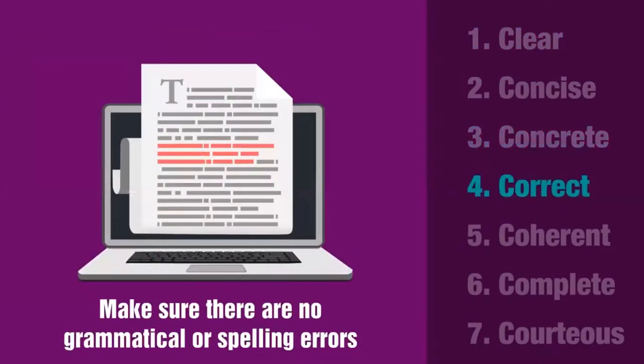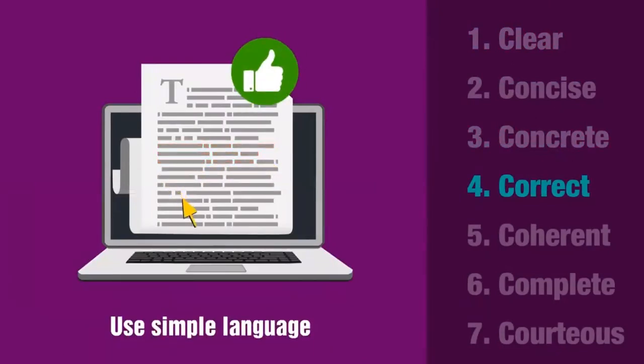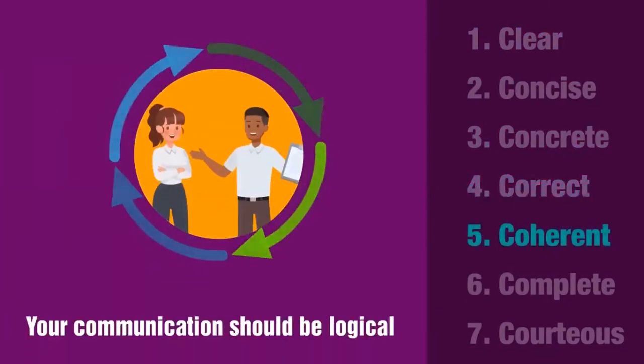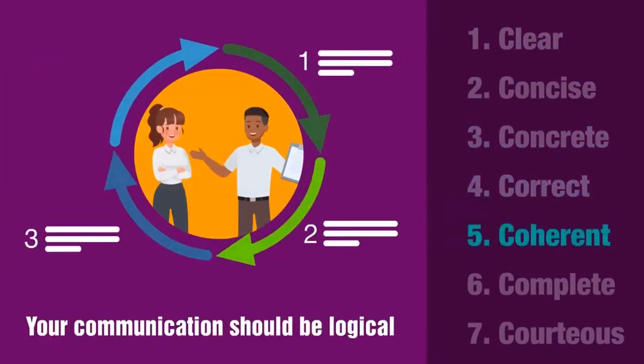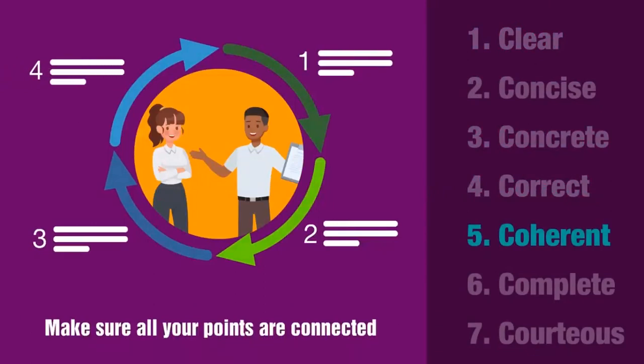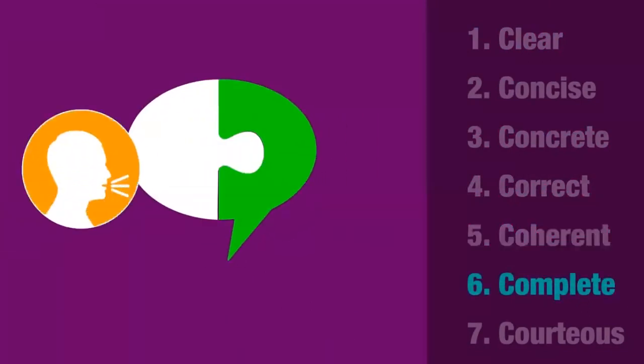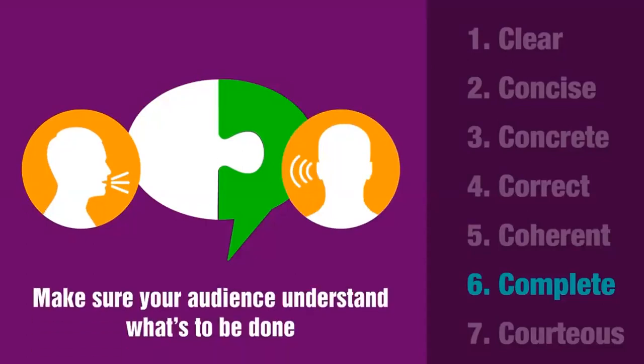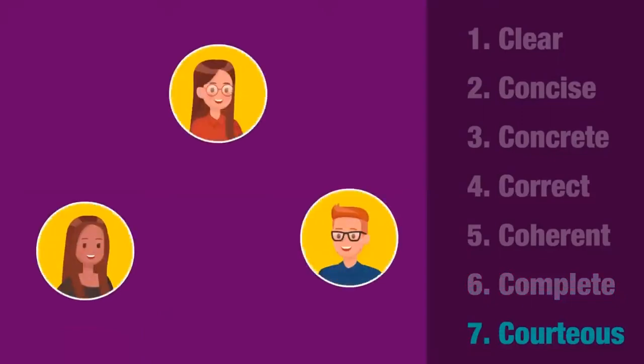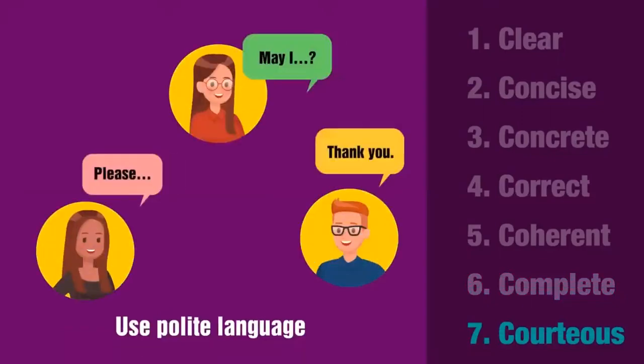Be correct. Correct communication is error-free and uses language that is understood by others. Be coherent. Coherent communication is logical. It means that all points are connected to the main topic and follow the correct order or sequence. Your message should be complete. After reading or listening to your message, others should know what is to be done. Finally, be courteous. Use respectful and polite language at all times.